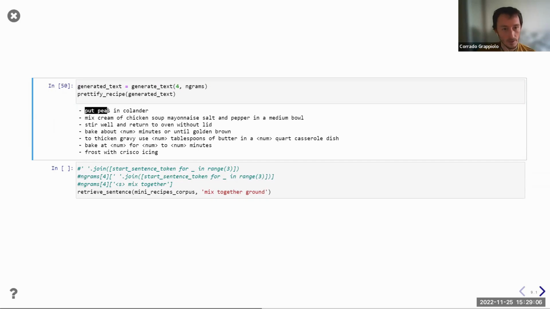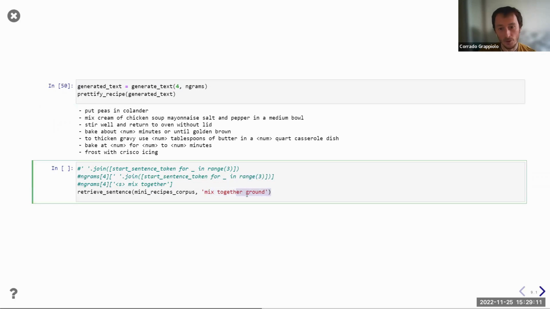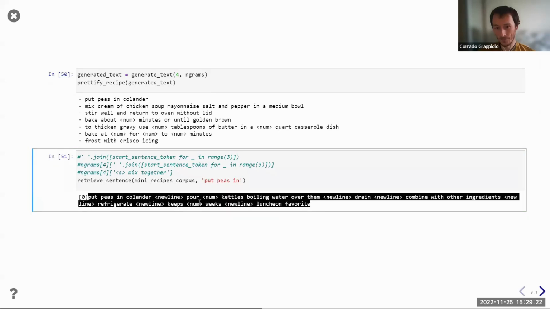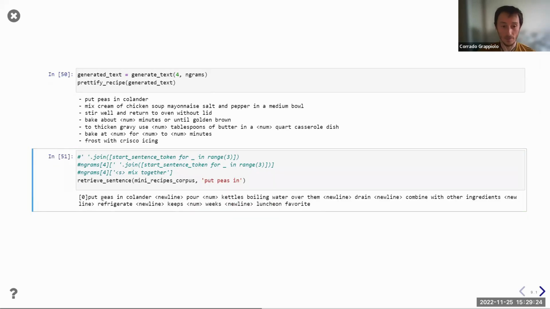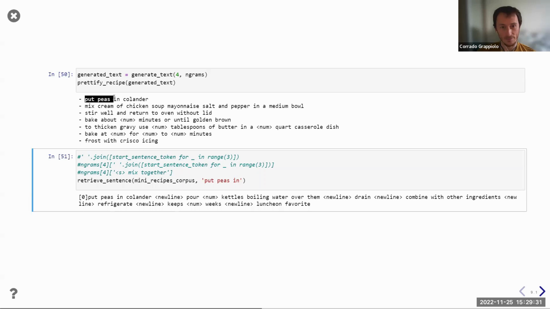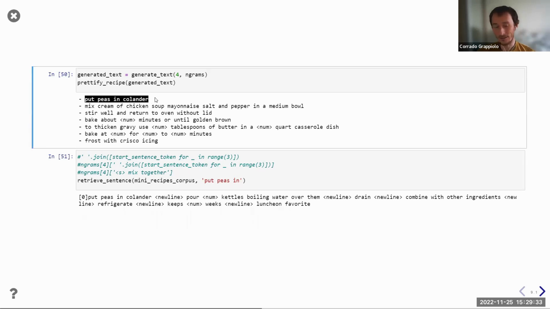If we want, we can look at how many times "put peas in" is present in the training corpus. We see there is only one. That's a good example, because there's only one recipe, sorry, in the training corpus that contains "put peas in". And you can see that this is the same as the first instruction. So in a certain way, the n-grams just regenerated the training corpus as it is.